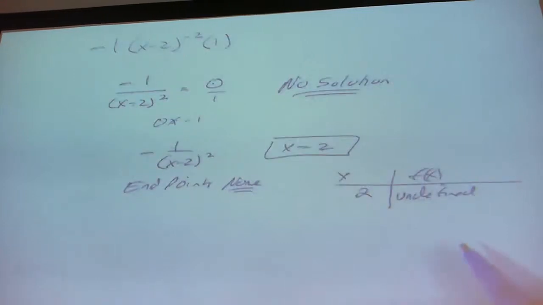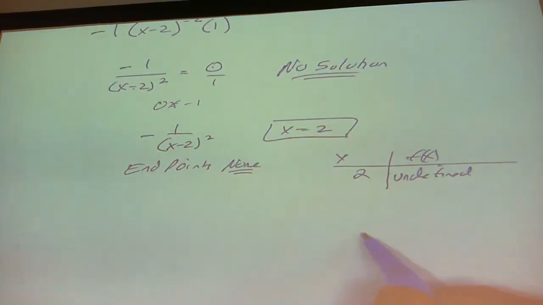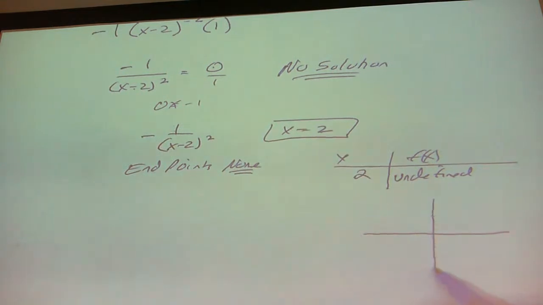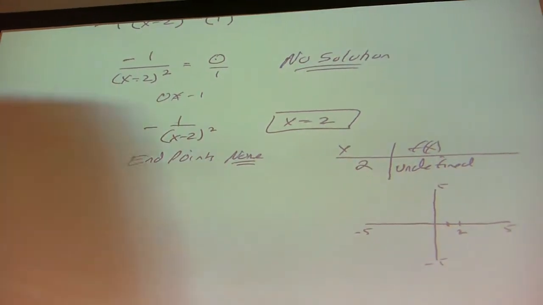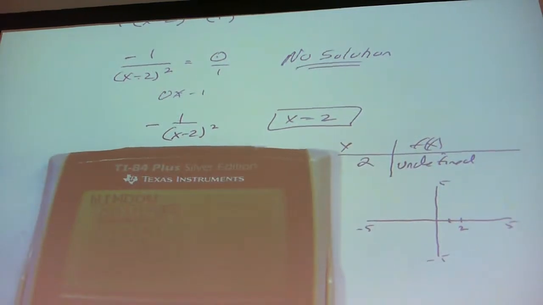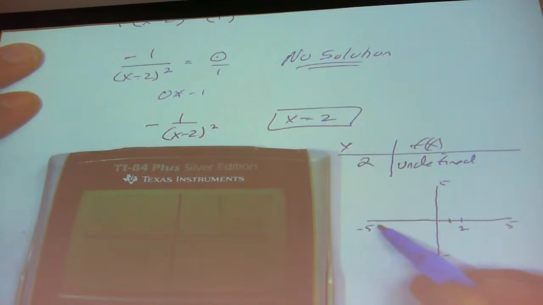So let's go see. If I want to see 2, what do you think a good window will be? -5 to 5, or go 10 all the way around. Again, where we really want to see is 2. This just gives me an idea of what's going on around it. If I graph in that same window, is there something going on at 2?